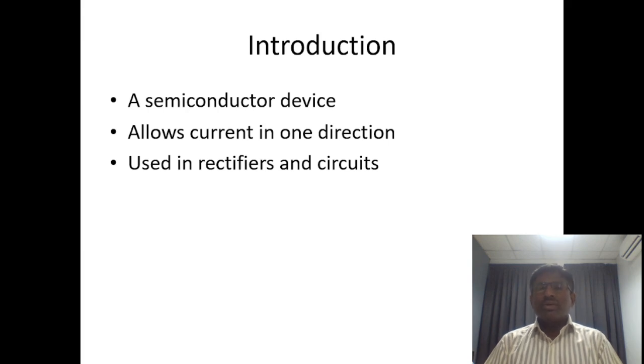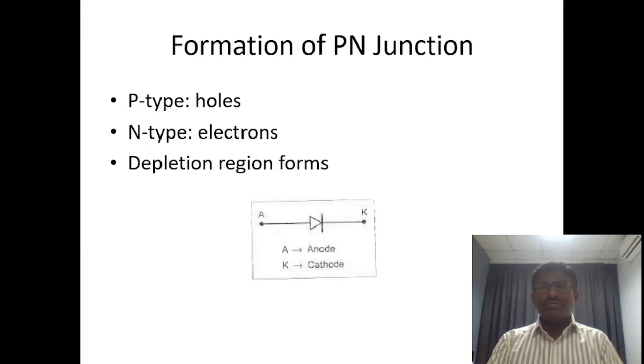PN junction diode is a semiconductor device. It allows current flow in only one direction, and it is used in rectifiers, signal detection, voltage regulation, switching in electronics, and also for protection circuits. These are the widely used applications of PN junction diode.